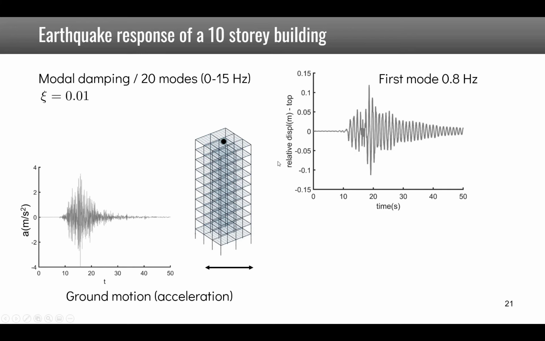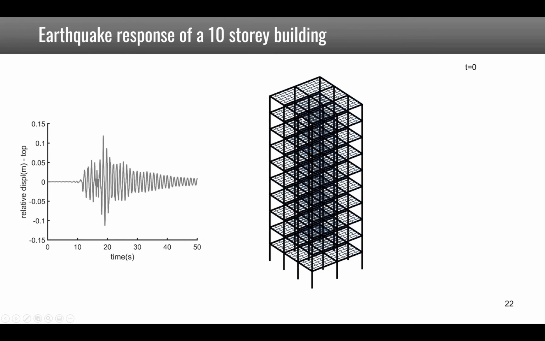You see that before the earthquake arrives, you have almost no motion, and then starting around 10 seconds, you have an increase of motion. The first mode of the structure is at 0.8 Hz, and after the passage of the earthquake, you see that there is an exponential decay of the response, which corresponds mainly to the free vibration of the first mode. It can also be shown on all degrees of freedom.